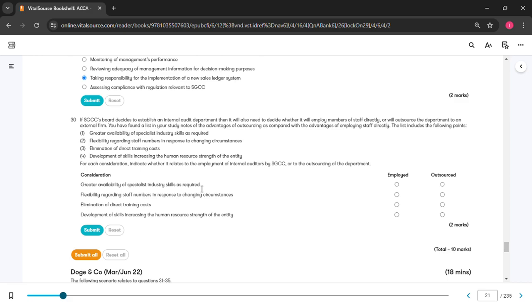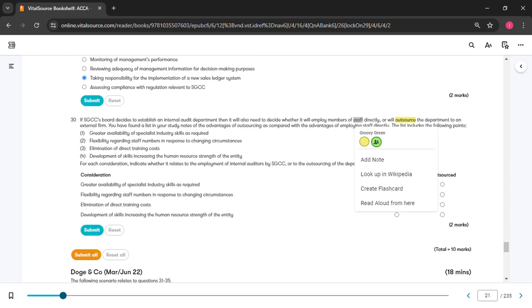Should you employ or should you outsource? If you want specialist people, you outsource. Say you want to do marketing, but you are in banking or the oil industry, and marketing is not your core strength. Then what will you do? The internal audit department, when they establish it, also decides whether you employ members of staff directly or outsource it.